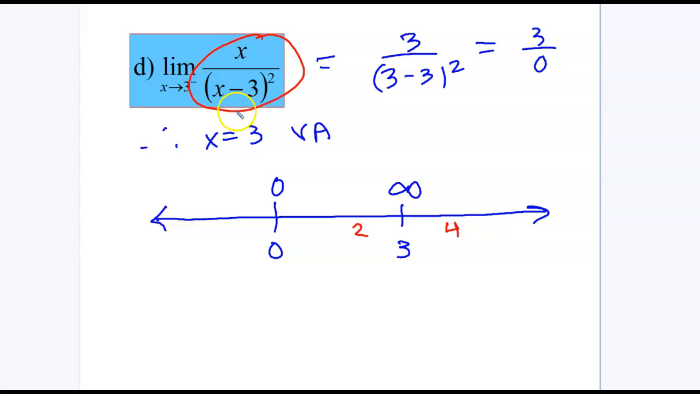Well, no matter what I plug into the bottom, when I square it, it's going to be positive. So a positive divided by a positive is going to be a positive. This question is only asking me for the limit as x approaches 3 from the left. So on the left of 3, I have a plus sign beside my infinity. So this graph is going towards positive infinity.